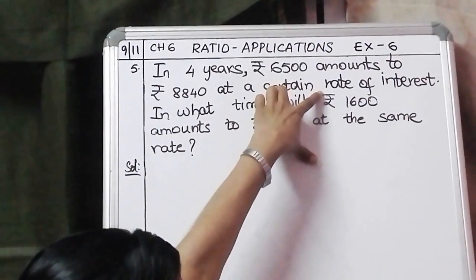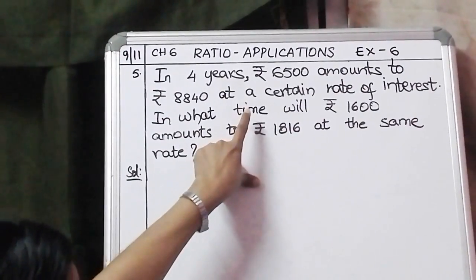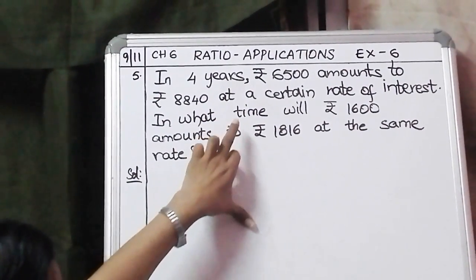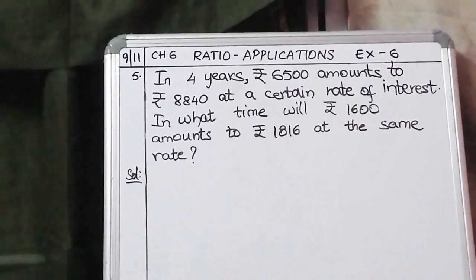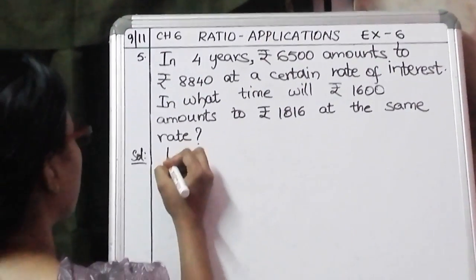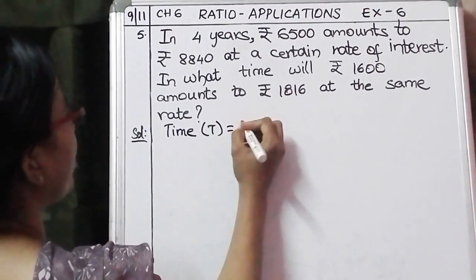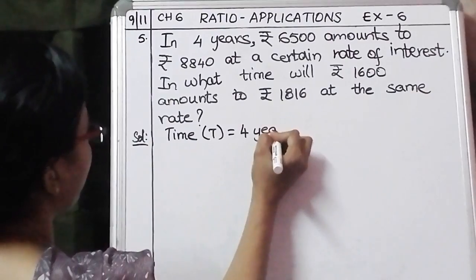So first the rate of interest we will find out. That rate of interest we are going to take here. But time you don't know. The second part we are going to find out the time. Understood this? Okay, let's begin the problem. Solution. Time, T is equal to how many years? 4 years they have given.